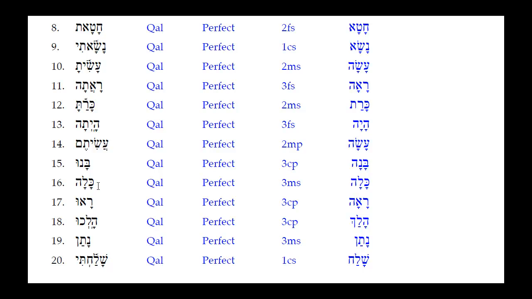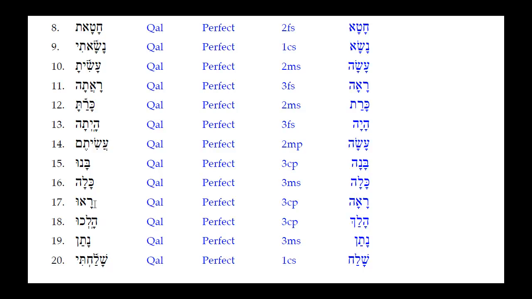Number 16 is kala. It looks like you've got the three consonantal roots. This is a third hay verb, and the hay in it tells us that there is a third masculine singular sufformative ending here. This is a Qal stem, perfect conjugation, third masculine singular from kala, to cease or finish.